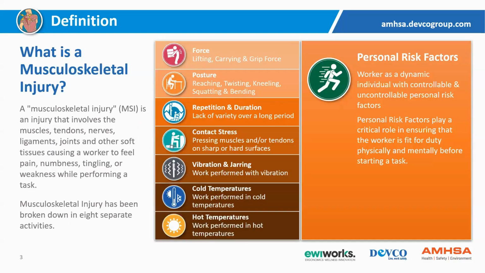Those of you that have attended earlier sessions that we've put on talking about MSI prevention are going to be familiar with these primary risk factors. These are all risk factors that can contribute to the development of musculoskeletal injuries. Obviously, today our focus is on force, but we need to be aware that posture and repetition also are primary risk factors. And other items such as contact stress, vibration, whether it's hand, arm, or whole body vibration, and then temperature extremes can also have their impact.